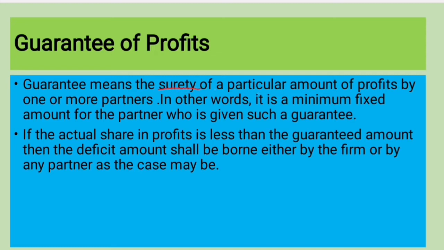Guarantee means surety of a particular amount of profits by one or more partners. In guarantee of profits, a particular partner is assured that his share in profits will not be less than a particular amount. In other words, it is a minimum fixed amount that will be given to the partner who is given such a guarantee. If the actual share of profits is less than the guaranteed amount, then the difference between the actual share of profits and the guaranteed amount is known as deficiency, and that deficiency can be borne either by one partner or jointly by more partners.